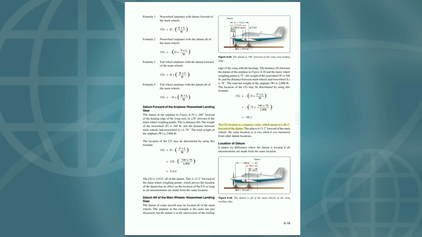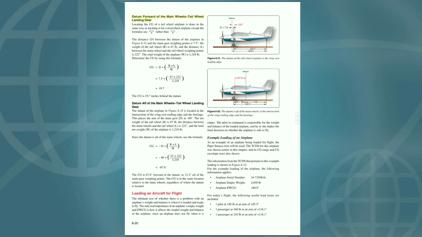The CG location is a negative value, which means it is 88.2 forward of the datum. This places it 13.2 forward of the main wheels, the same location as it was when measured from other datum locations. Location of datum: it makes no difference where the datum is located if all measurements are made from the same location. Datum. 153.0, 88.2. D equals 75.0. L equals 78.0. Figure 6-30. The datum is after the main wheels at the wing trailing edge. 6-19.